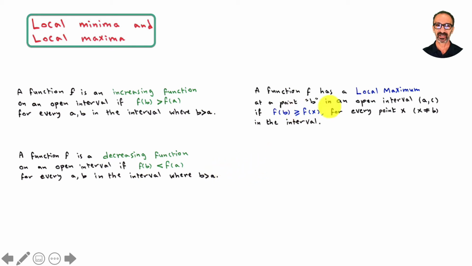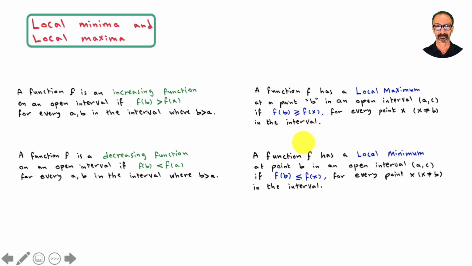A function f has a local maximum at a point b in an open interval a to c if f of b is greater than or equal to f of x for every single point x where x does not equal b itself in the interval. It will be a local minimum if it's lower in value than f of x for every x in the open interval.